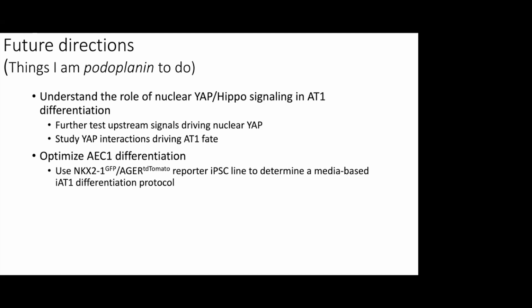So whether it's cell signaling or mechanical stretch that's really driving that nuclear YAP, I'm going to figure that out, as well as understanding what YAP is really interacting with in the nucleus to drive this type 1 cell fate. And then lastly is optimizing this type 1 cell differentiation using my NKX2-1 GFP AGER tdTomato reporter line, hopefully finding a more media-based iAT1 differentiation protocol.